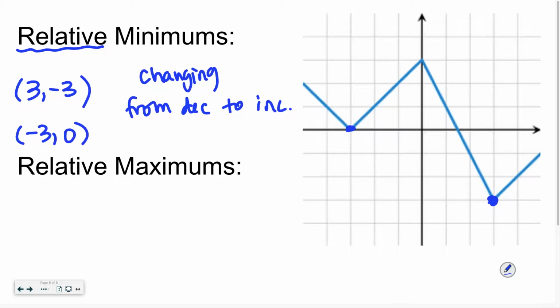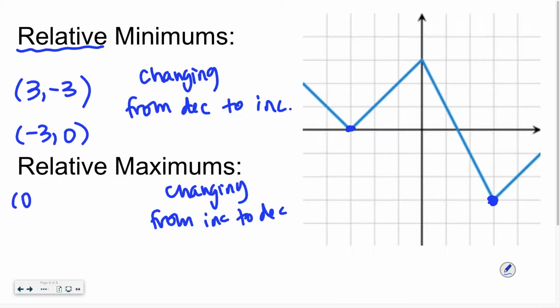Which means a relative maximum, we're going to be changing from increasing to decreasing. And which coordinate, Carly, does that occur at? 0, 3. Okay, so you're going to need to be able to identify that on a basic graph without your calculator, but then we also are going to learn how to use our calculators.